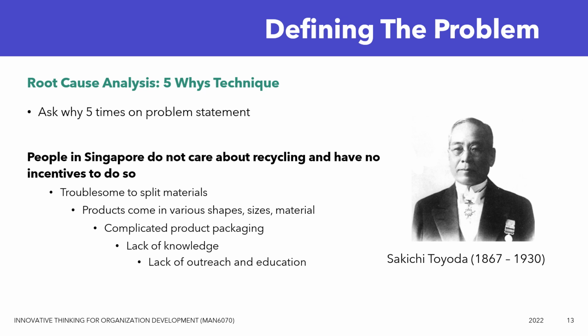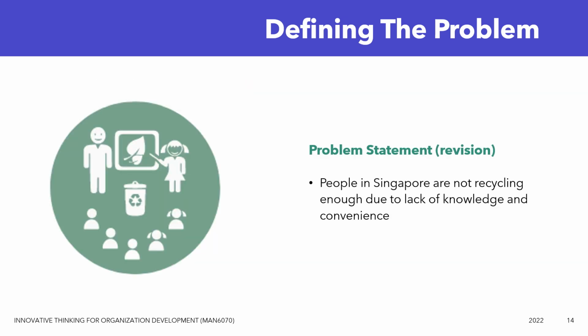Why? Because packaging is becoming complicated. Why again? Because consumers lack product knowledge. Why? Because there is a lack of outreach and education to customers. After identifying the root cause of the problem, I went back to do an iteration of my initial problem statement. People in Singapore are not recycling enough due to lack of knowledge and convenience.